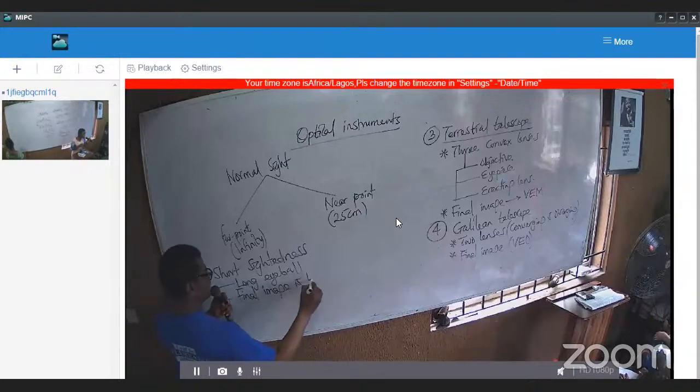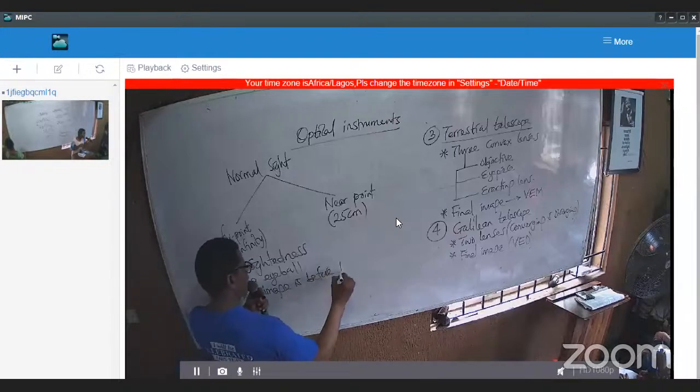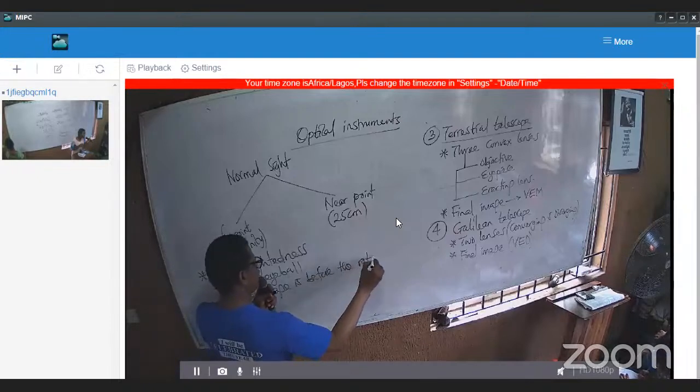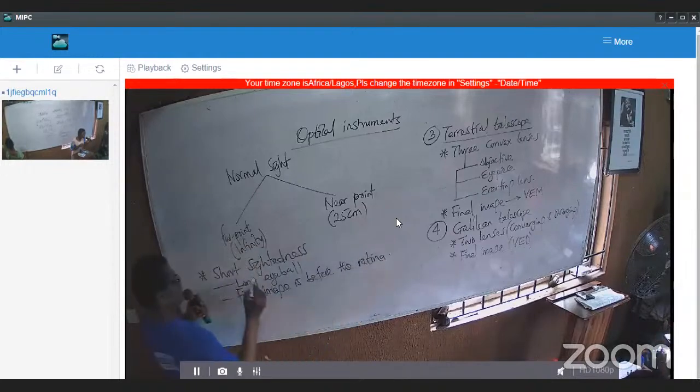Final image is before the retina. Before the retina. That's the way I recognize it. That word short, that means it's shorter. That's how I got to know that it's before.